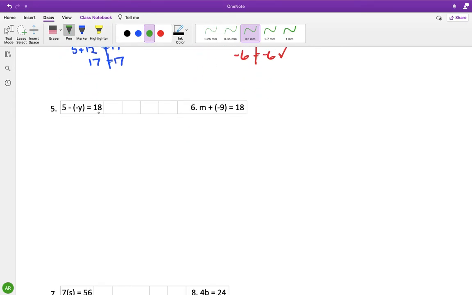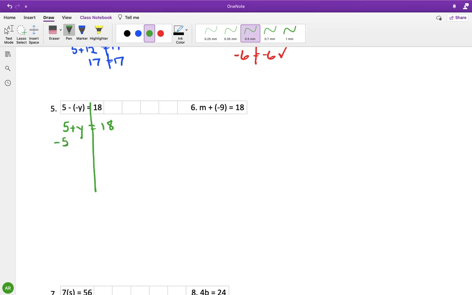Question 5. For question 5, I have 5 minus negative y. Now, I could go ahead and move the y around, but I really don't have to, because we know if I'm subtracting a negative value, I really have 5 plus y equals 18. Because remember, if you're subtracting a negative value, it's the same as adding.